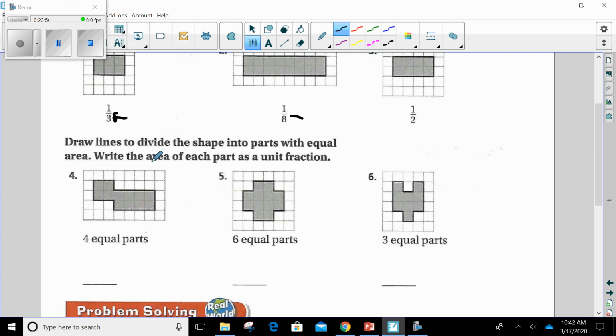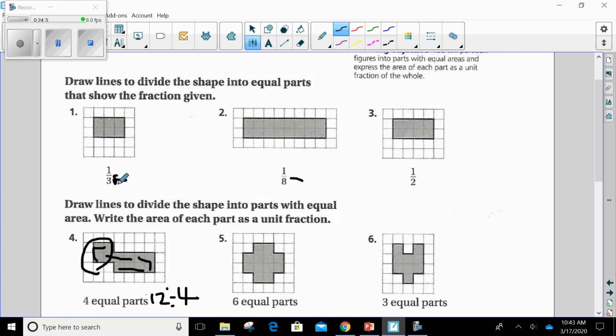So if I have, draw lines, I have 4 equal parts. I have 1, 2, 3, 4, 5, 6, 7, 8, 9, 10, 11, 12. 12 blocks, and I'm going to divide that by 4 parts. I'm going to divide it into 4 parts. And we know that's 3. So 1, 2, 3, 1, 2, 3, 1, 2, 3, 1, 2, 3. How many equal parts do you have? 4. How much is each one of these parts? 1 out of 4.